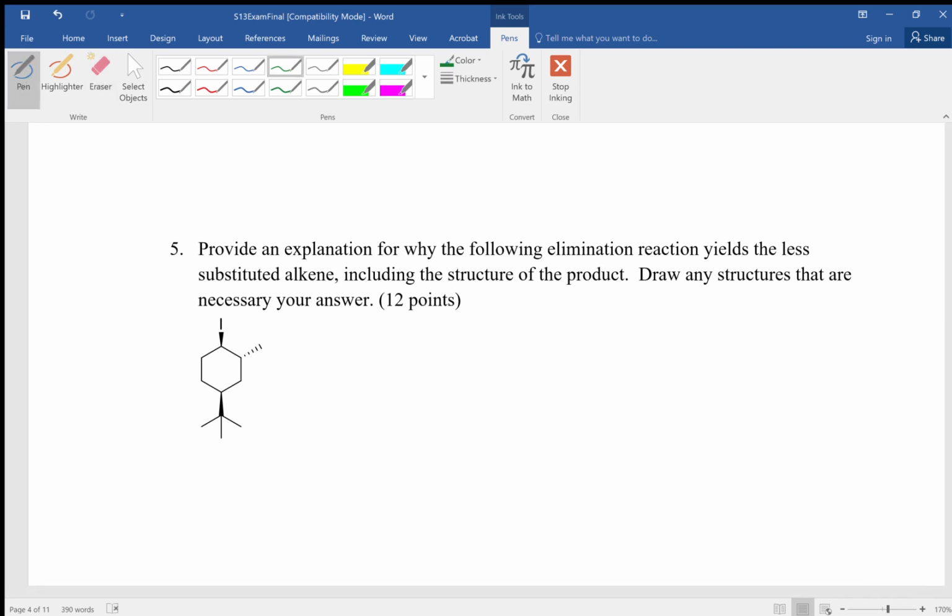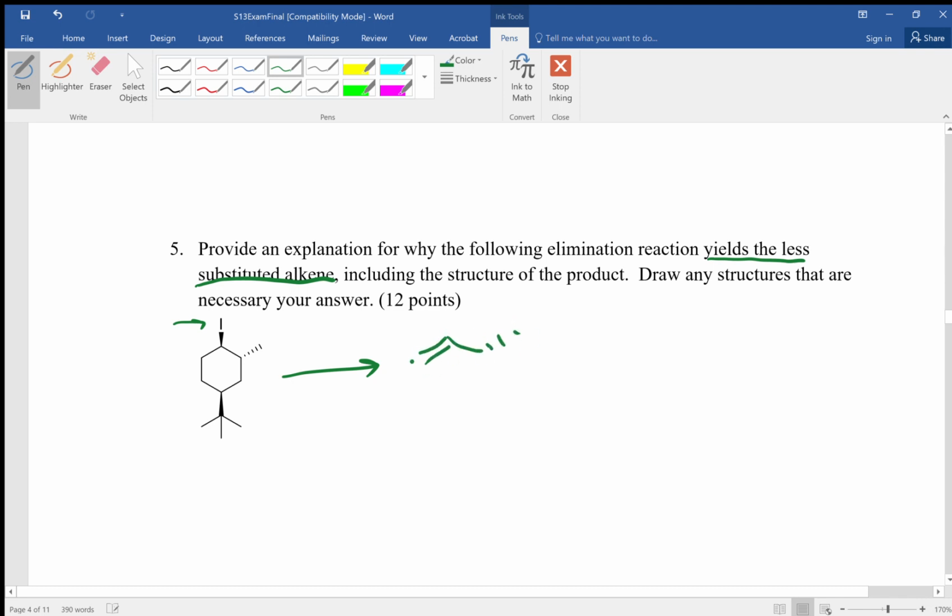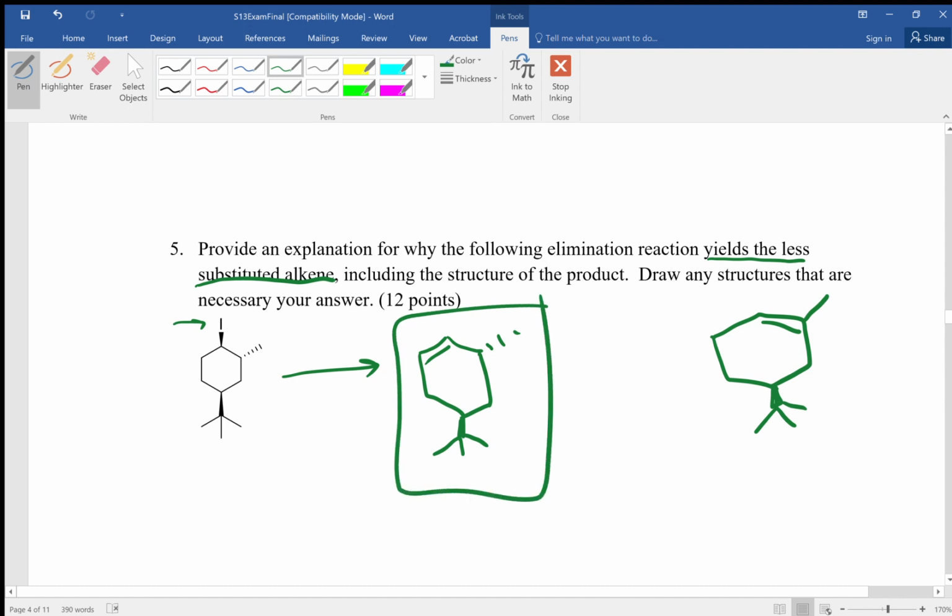In question 5, we are looking at an elimination reaction. And further, we're looking at an unusual elimination, because we're told in the question that this elimination yields the less substituted alkene. So our leaving group being this iodine, the question is telling us that we get this product, and not the one that we might have expected, which would be this one. And so the question is why?